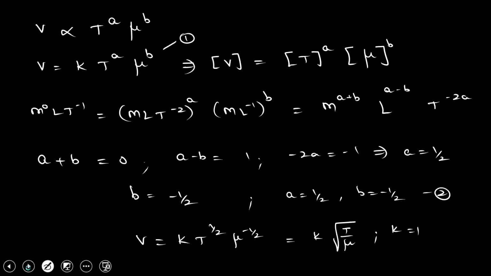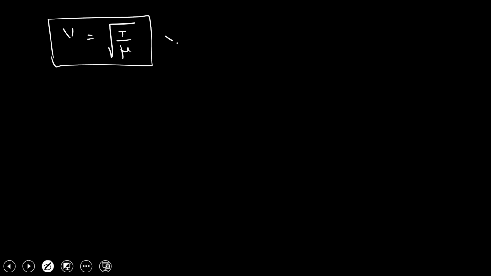If that is the case, then what is going to be the speed of the wave, the transverse wave on the string? V is root of T divided by mu. So this is going to be the speed of the transverse wave on a stretched string. It is not just a string. Stretched string meaning it should have a tension associated.